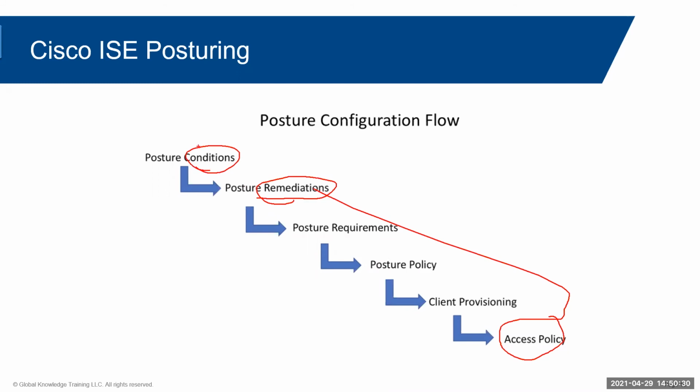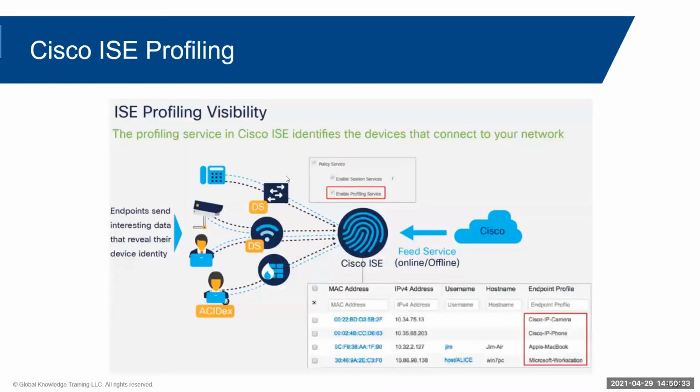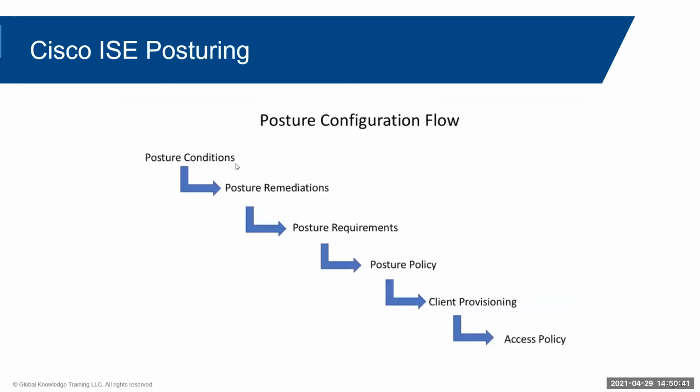How do we know it's different? Because posturing works with profiling. Profiling is the ability to identify the device, the hardware that connects in, and after the user connects in, you and I define the condition we want to decide what we can let go from there.